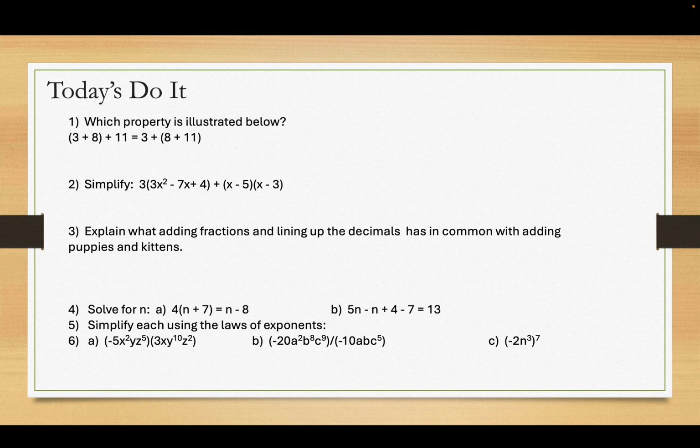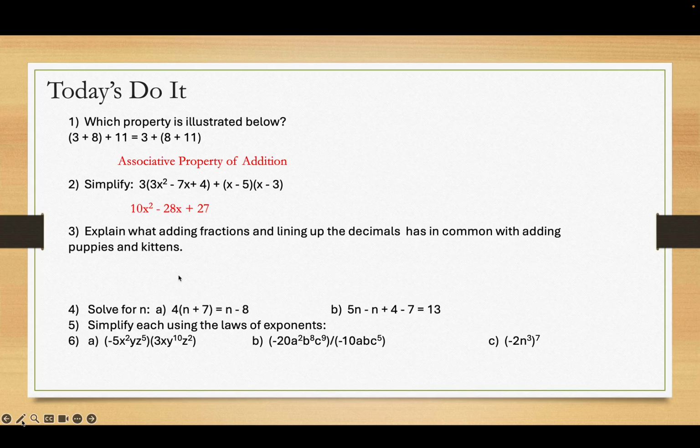Today's do it. Go ahead, stop and start. All right. Now, first one. Well, if you notice, this time, unlike the last do it, who the 8 is being grouped with is changing. It's a 3, then an 11. That's the associative property of addition. To simplify here, I'm going to distribute the 3, then double distribute the x minus 5 and the x minus 3, then combine like terms. When done, I get 10x squared minus 28x plus 27.